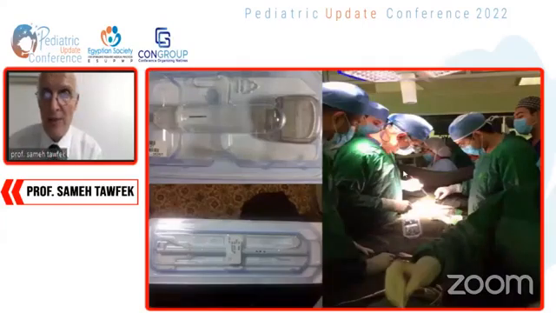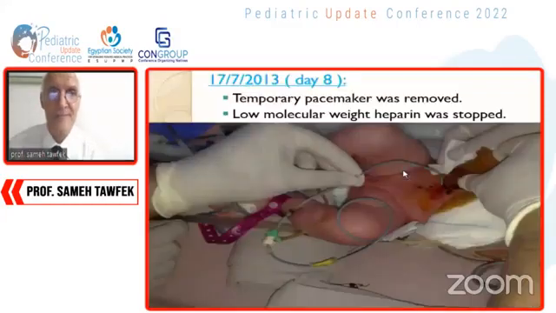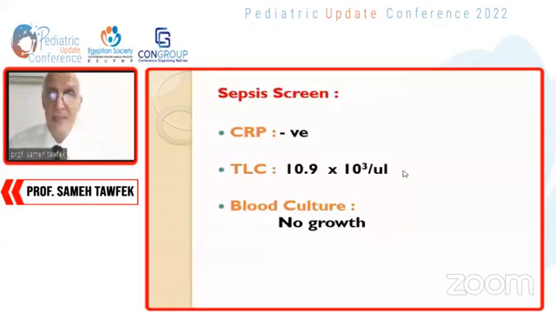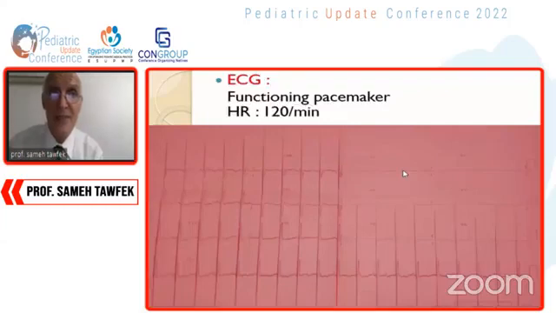And this is when we were in the operating room assisting the pediatric surgeon, who did the permanent pacemaker. Temporary pacemaker was removed, the low molecular weight heparin was stopped. All lab investigations were normal, including chemistry and CBC. And CRP was negative, blood culture normal. And this is the ECG with the heart rate 120 beats per minute, and the pacemaker was functioning.